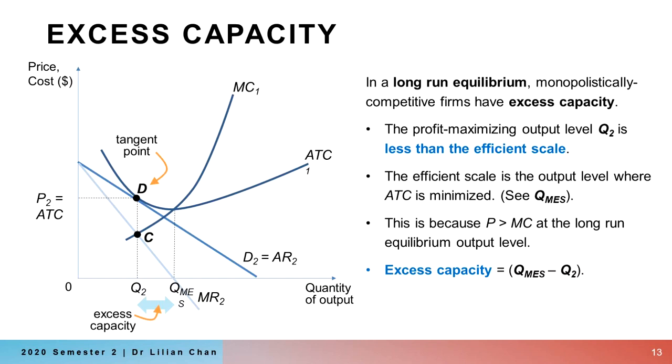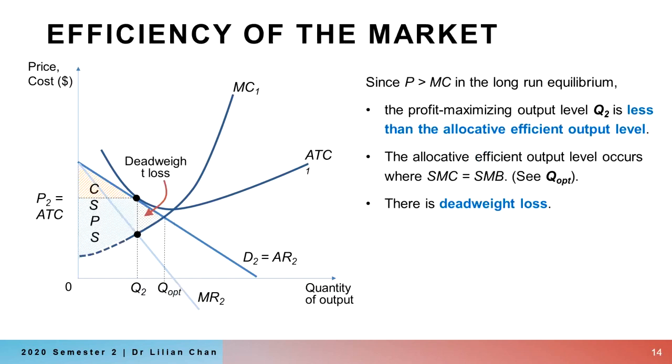You'll find that firms in perfect competition are producing in the long run at the minimum point of the ATC. So they are producing the output level that is equal to the efficient scale. So for perfect competition, the firms do not have excess capacity, whereas firms in monopolistic competition do. And the reason for that is because the price is above the marginal cost. They have some form of price markup, you see.